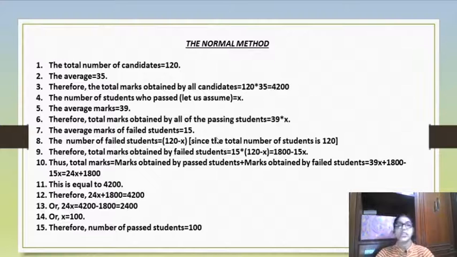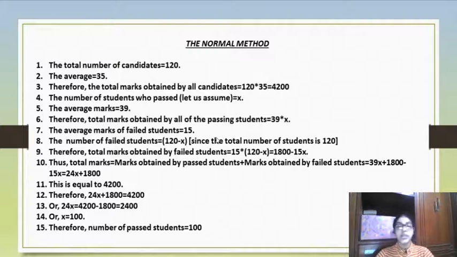So we need an alternative method to this. That alternative method is the method of allegation. What is the method of allegation? The method of allegation is an alternative method where you find out the ratio between the two components, the pass and the fail. That's essentially what you have to do in this problem.